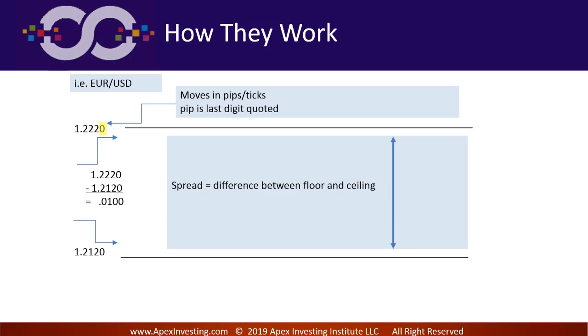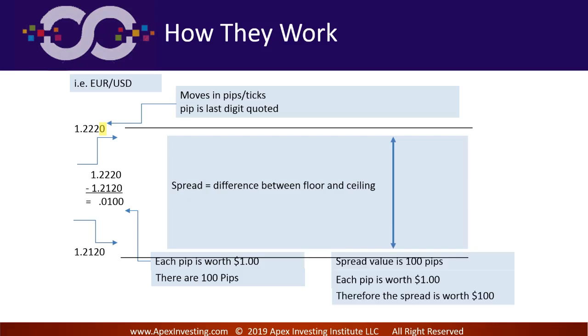Now, remember, it moves in pips or ticks. A pip is the last digit quoted. So, the very last number on there. Okay? So, it may be in 1 or 0.1 or 0.01 or 0.001 or 0.0001. It's the last digit quoted. And every pip or tick on every spread except for Bitcoin is worth $1. So, in this case, there's 100 pips, so it's worth $100. Okay, makes sense. The maximum value of the spread is $100.